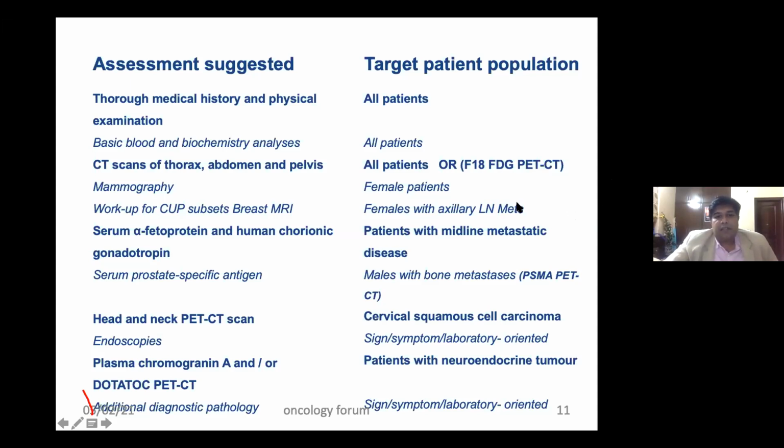Workup with CUP subsets: breast MRI in female patients with axillary lymph nodes. If AFP and beta-hCG are raised in a patient with midline metastatic disease. Serum PSA, and right now we have a PSMA PET-CT scan in the case of males with bone metastasis. And in the head and neck subset of CUPS patients, PET-CT is definitely useful. And in the case of raised plasma chromogranin levels, in a patient with a neuroendocrine primary and neuroendocrine metastasis, DOTATOC PET-CT is the scan of choice nowadays.